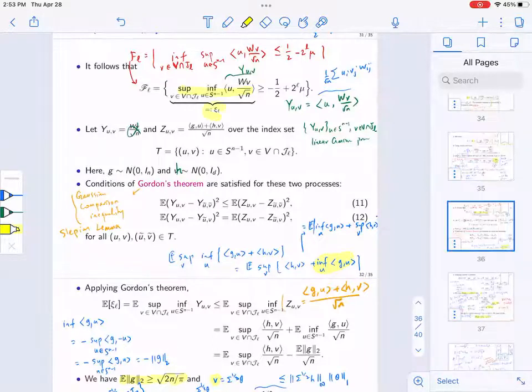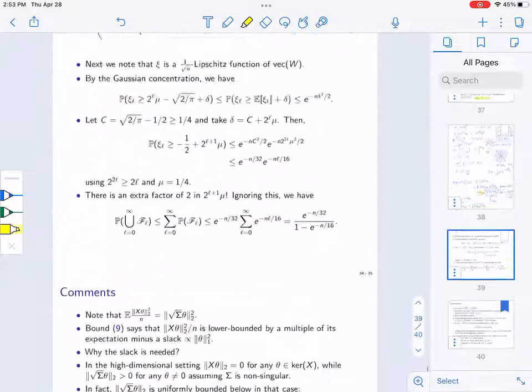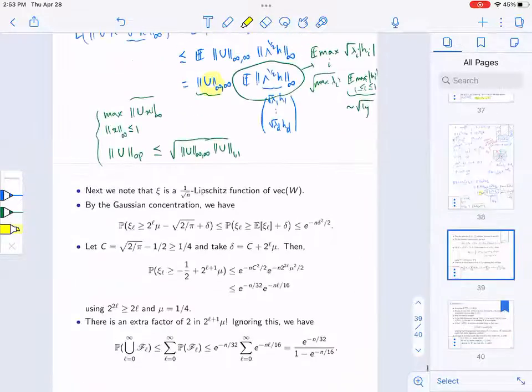This guy, QCL, is a Lipschitz function of W. QCL is a 1 over root n Lipschitz function of vec W, which is the entire vector. So I get that the probability of QCL being bigger than this quantity plus delta is less than the probability of QCL being bigger than the expectation of QCL plus delta. That's the upper bound on the expectation that we had, because this is upper bounded by this. This implies that. And this is the Gaussian concentration.